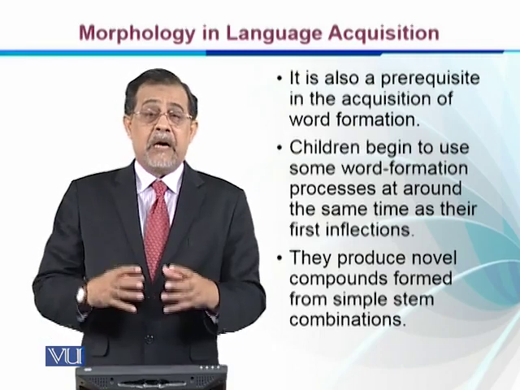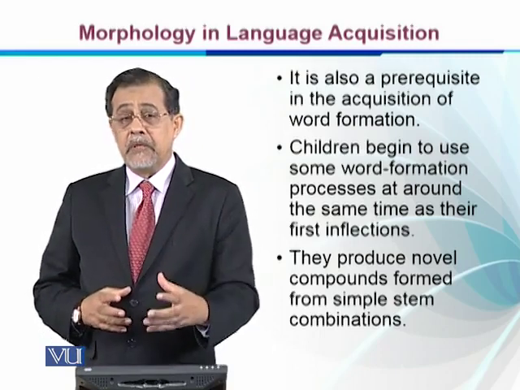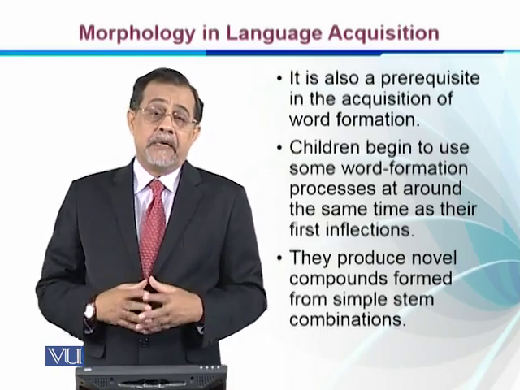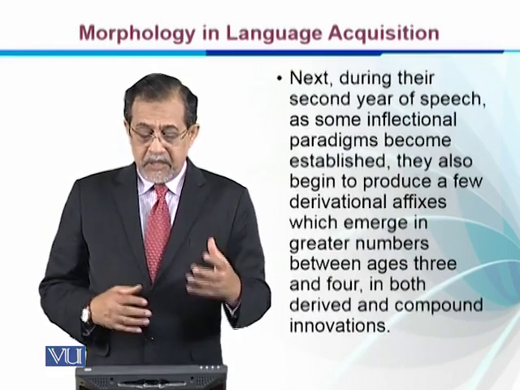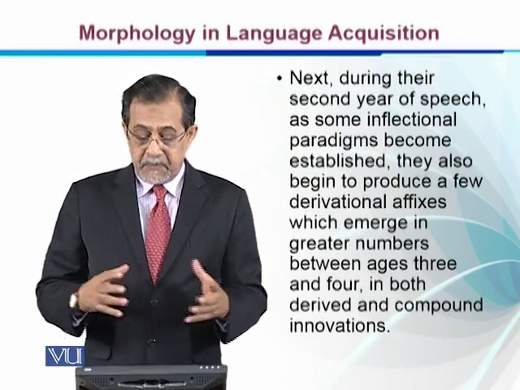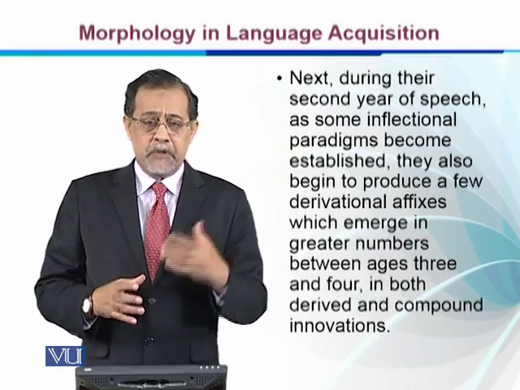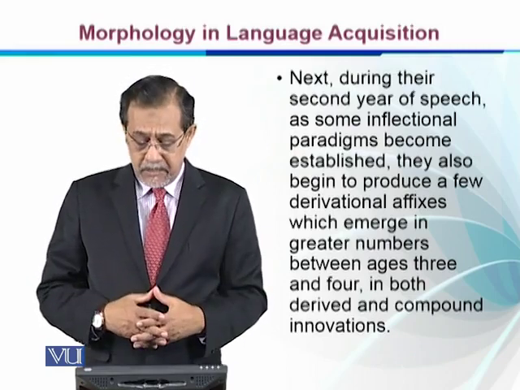We showed how they use different combinations to display their knowledge of inflectional morphology as well as their derivational morphology. Next, during their second year of speech, as some inflectional paradigms become established, they can now make forms, using verbs in the present and past tense: play, played, playing, etc.